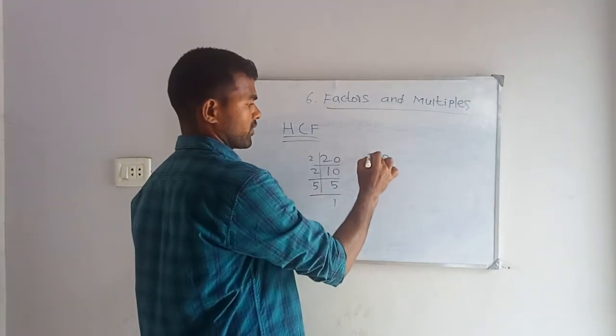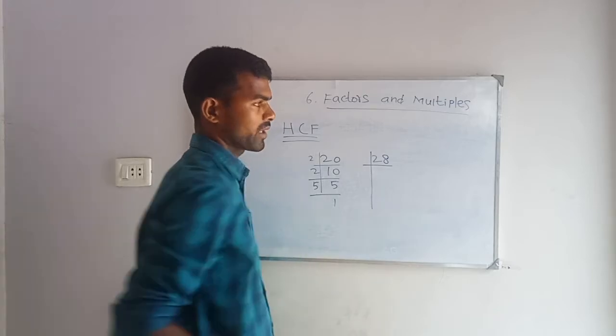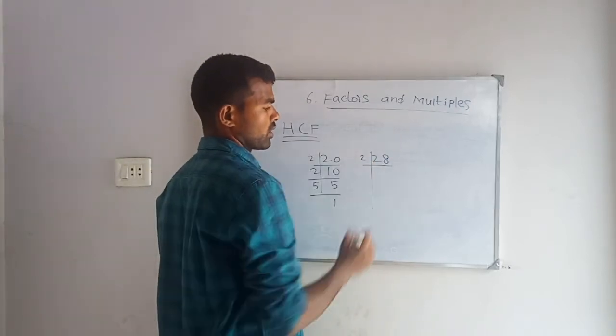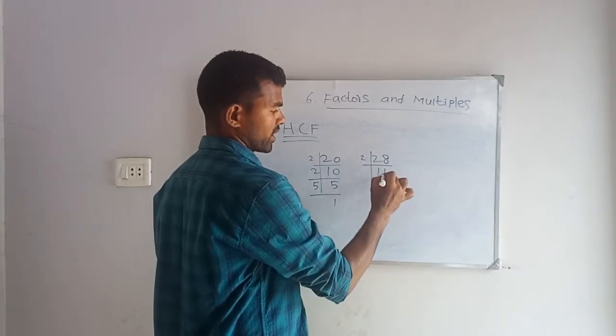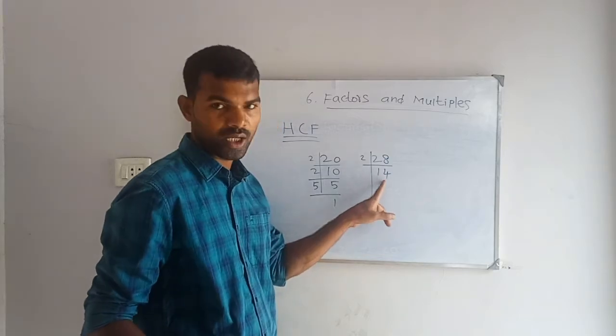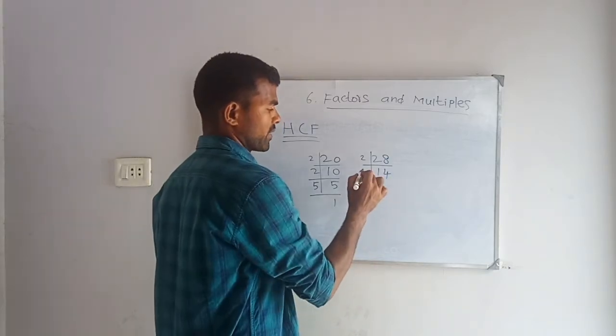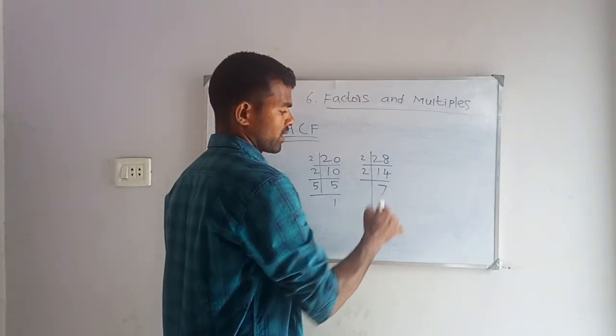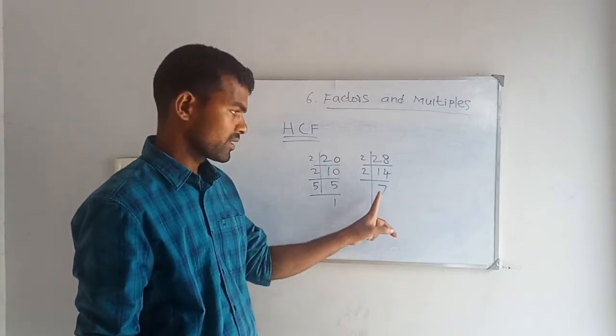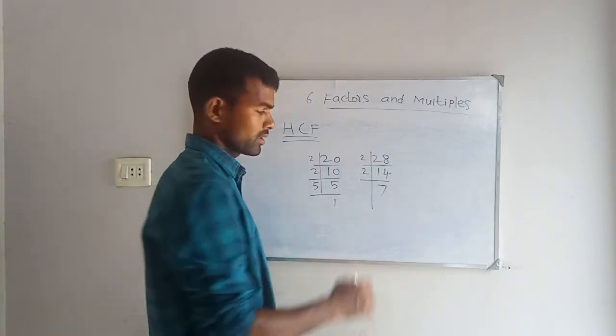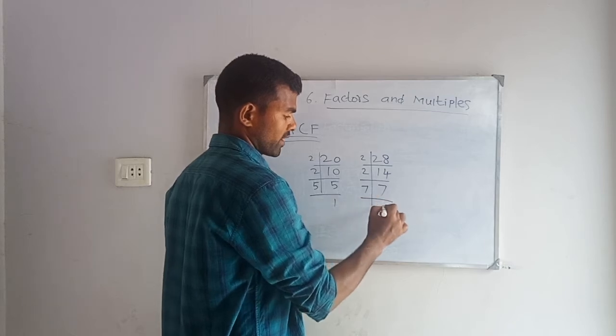Let us take the number 28. Divide this number by the prime number 2. How much can you divide? 14 times you can divide. The quotient you have to write down. Divide this 14 by 2 again. 7 times you can divide. Again divide this 7 by 7. You can divide 1 time.